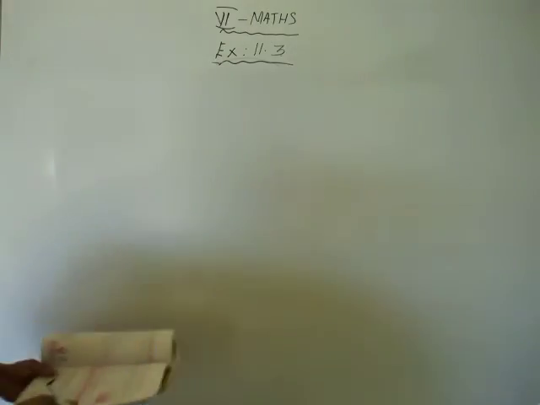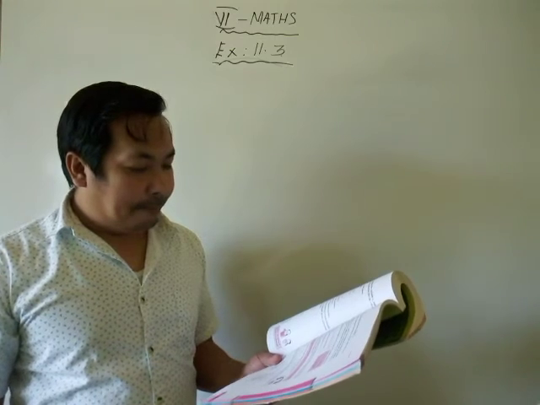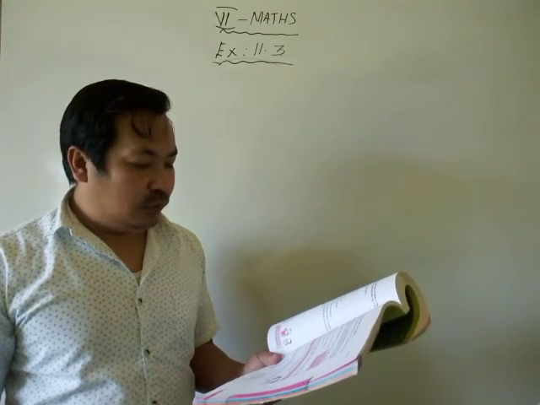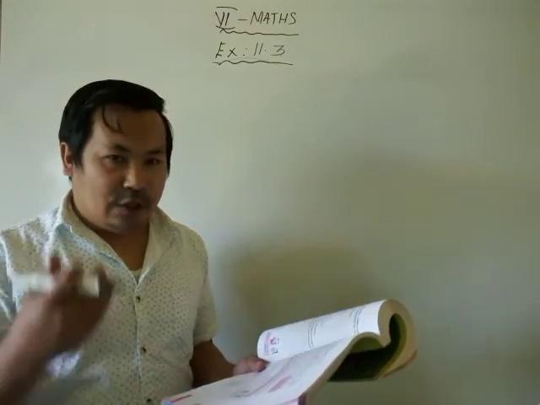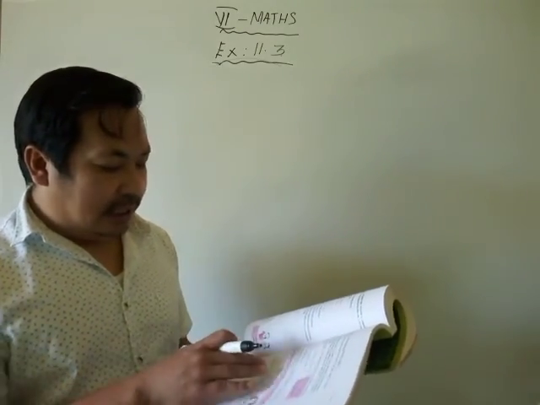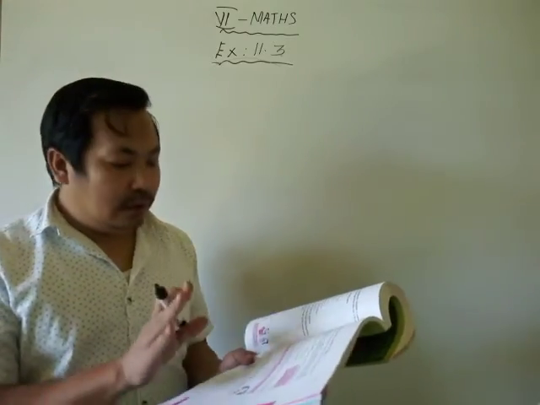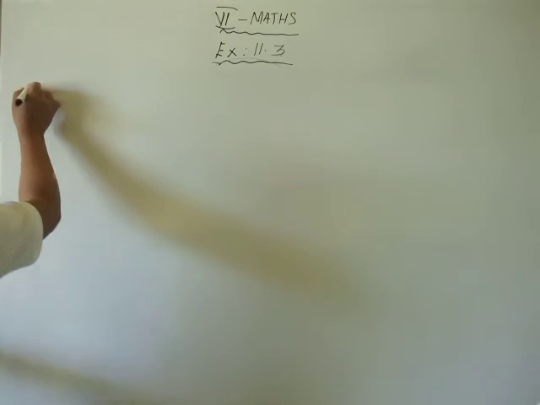My dear student, exercise 11.3, question number one. Question number one and question number two are your homework. You can do them yourself, very simple. It's just your logic only about the algebra. Just see the question, very simple. Question number three, I'll come to it now. Question number three is like this.